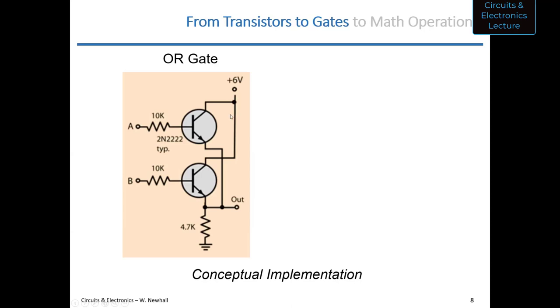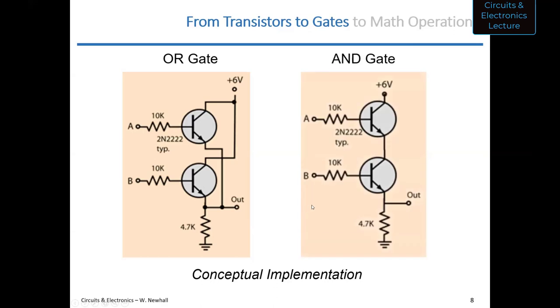So we talk about the saturation voltage, VCE saturation being 0.2 volts. So the output would be 5.8 volts-ish. In reality, the VCE is probably smaller than 0.2, so you get approximately 6 volts at the output. But this implements the truth table of an OR gate, right? If either input is true or both, then you get a high level at the output. If both inputs are zero, false, then you get a zero at the output. So that's how an OR gate is implemented with two transistors.